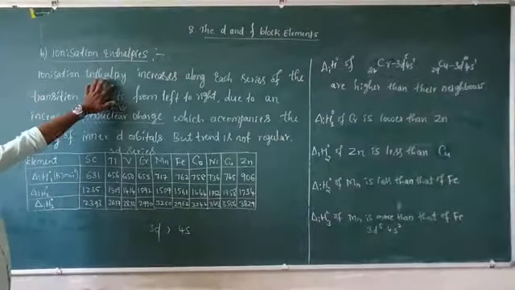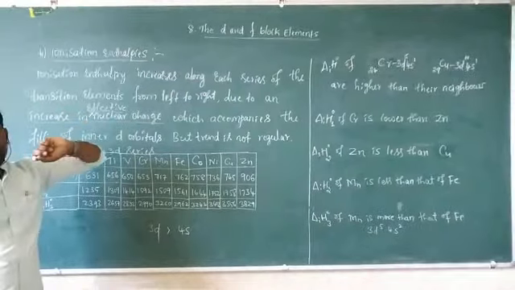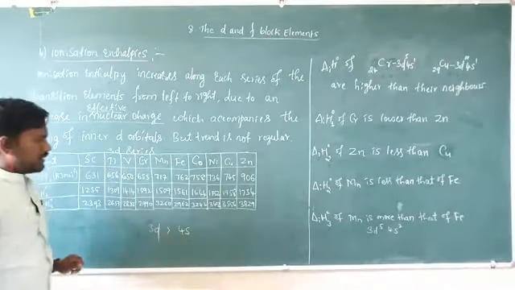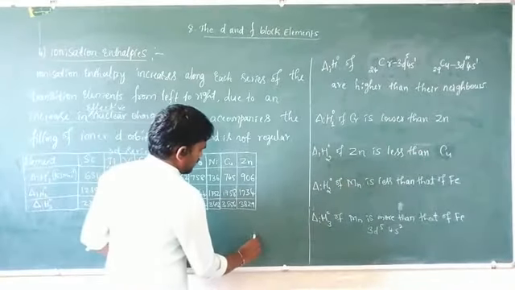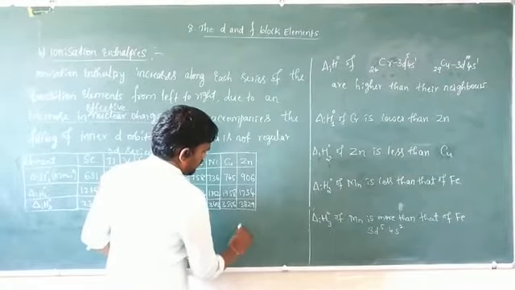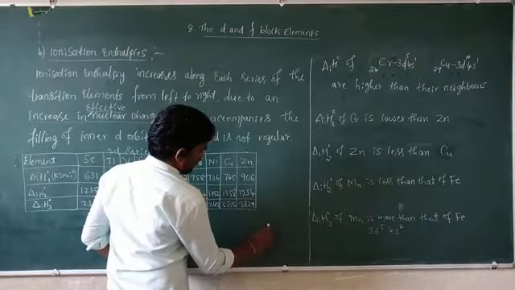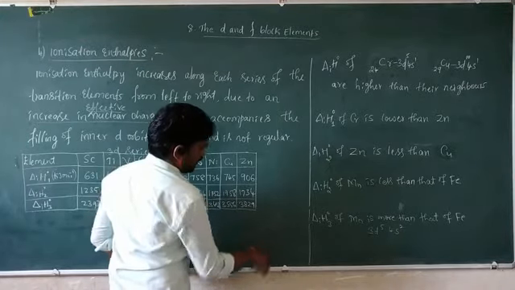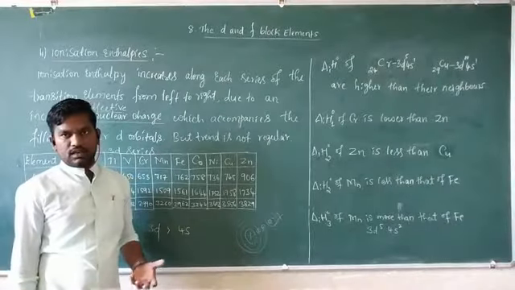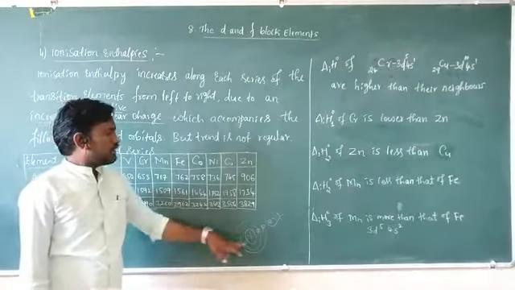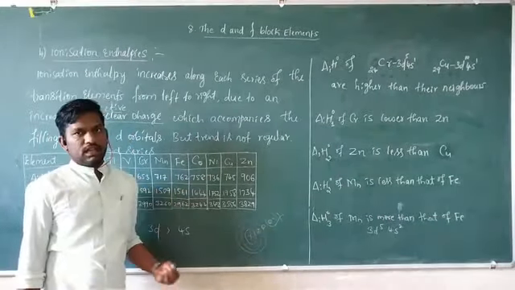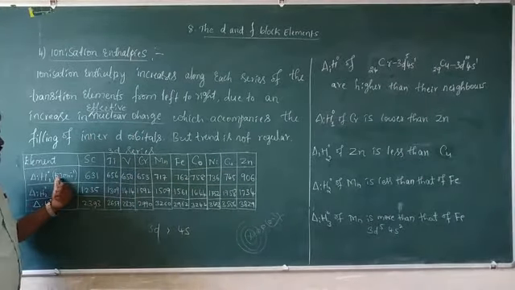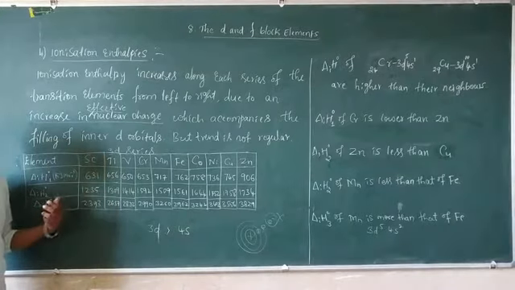Ionization enthalpy is defined as the minimum energy required to remove the outermost electron in the gaseous state. Ionization enthalpy is expressed in kilojoules per mole.